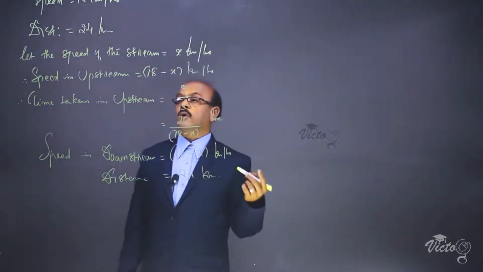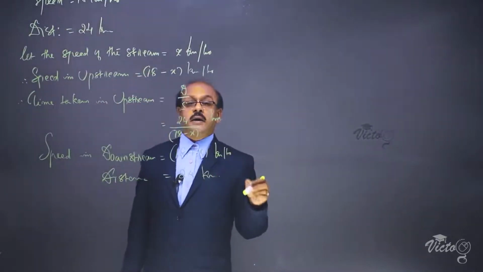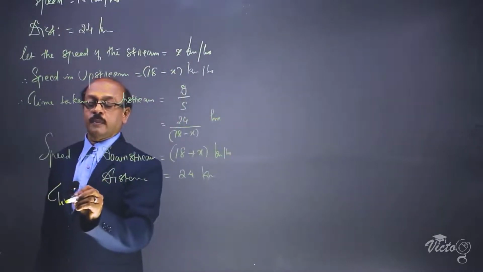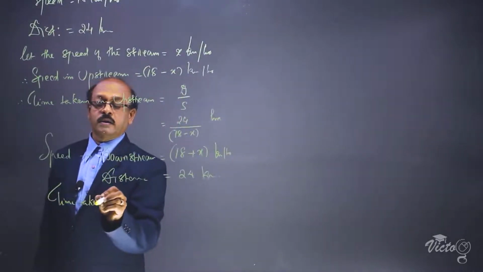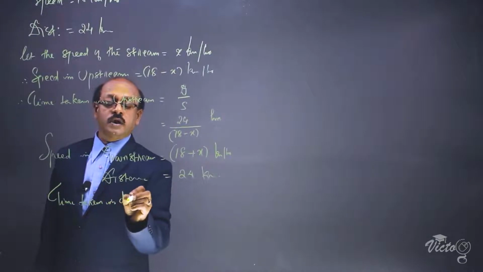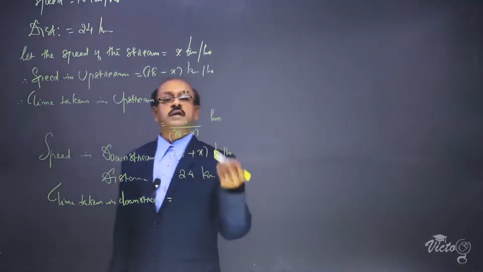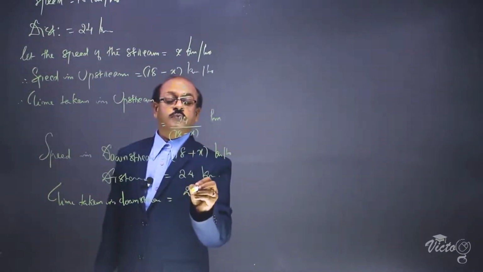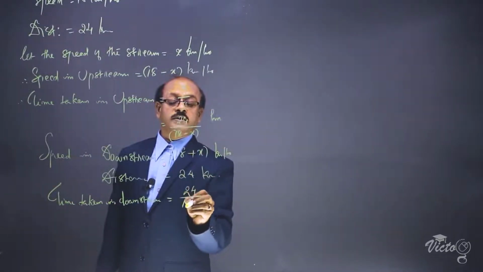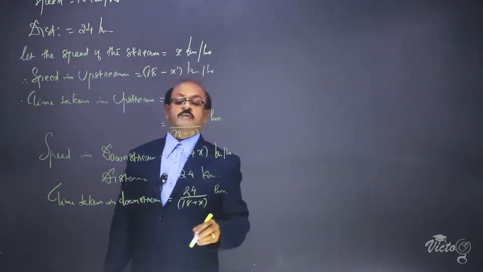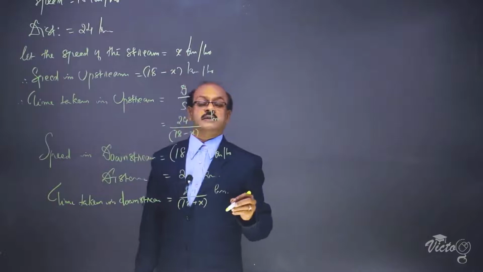Now we can again find out the time taken in downstream motion. Time taken in downstream is equal to distance by speed. That means 24 divided by 18 plus x hours.